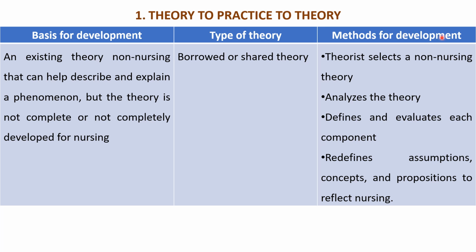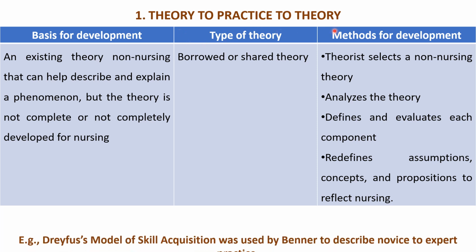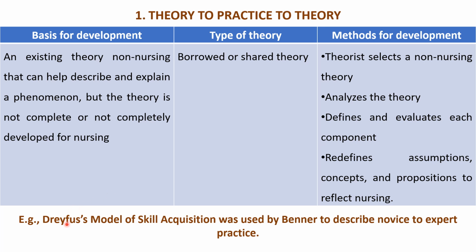The method we will use is, first, the theorist selects a non-nursing theory. The theorist will analyze the theory, define and evaluate each component, then redefine using practice, redefining assumptions, concepts and propositions to reflect nursing. So this is theory to practice to theory. An example is Dreyfus's model of skill acquisition. This was a non-nursing theory which was used by Benner to describe novice to expert practice.